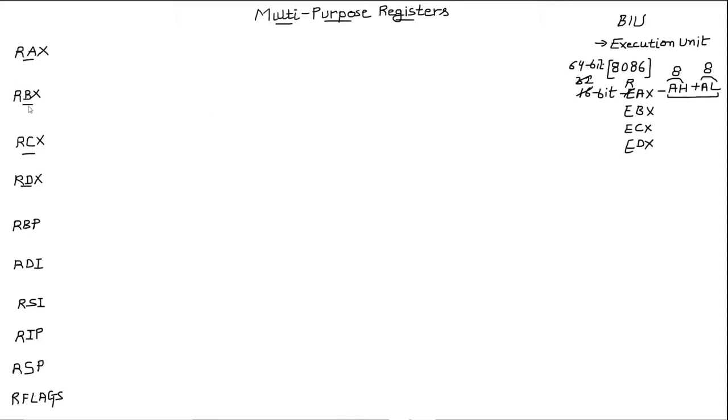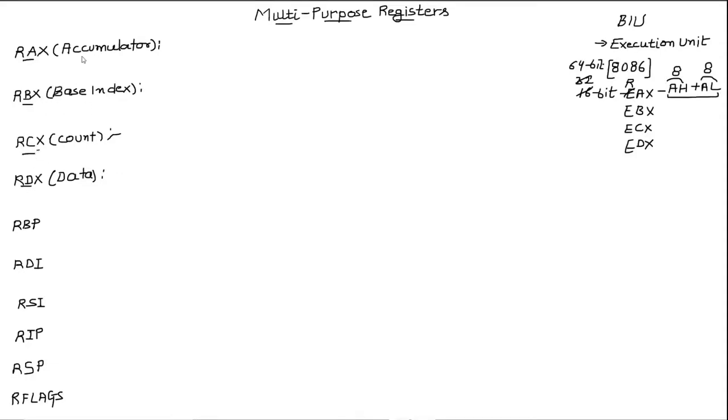Now, A, B, C, D are not just alphabetical order, they also have meaning. RAX, or simply the AX register, is known as the accumulator register. BX is known as the base index register. CX is the count register. And DX is the data register. So these are actually the full forms of A, B, C, and D.